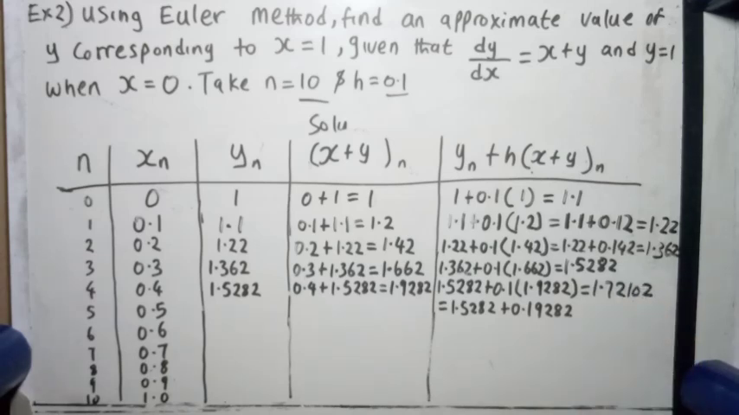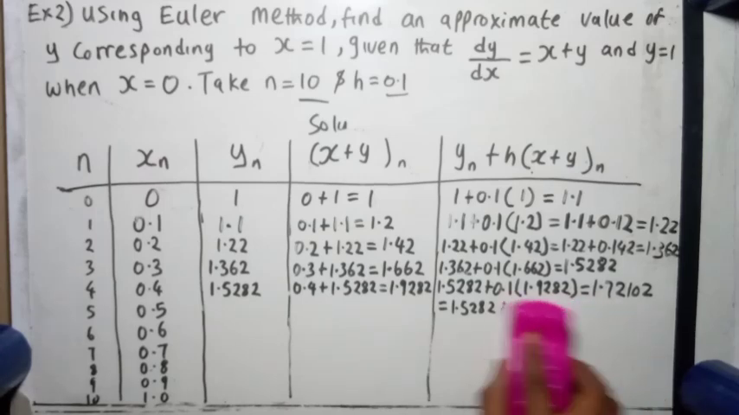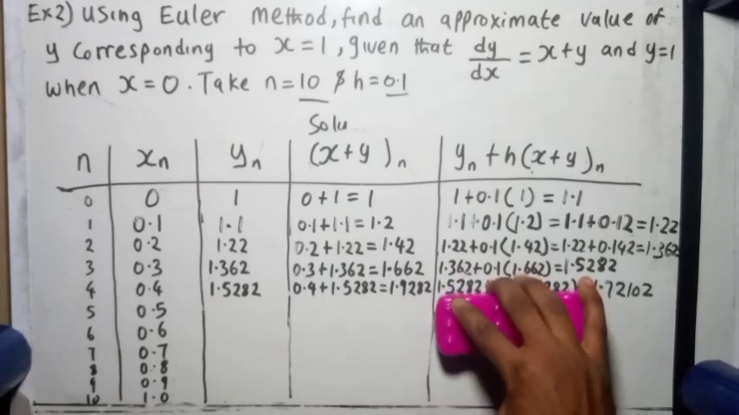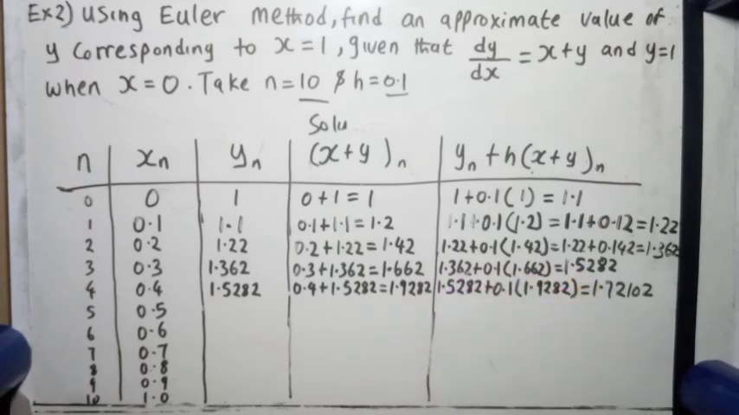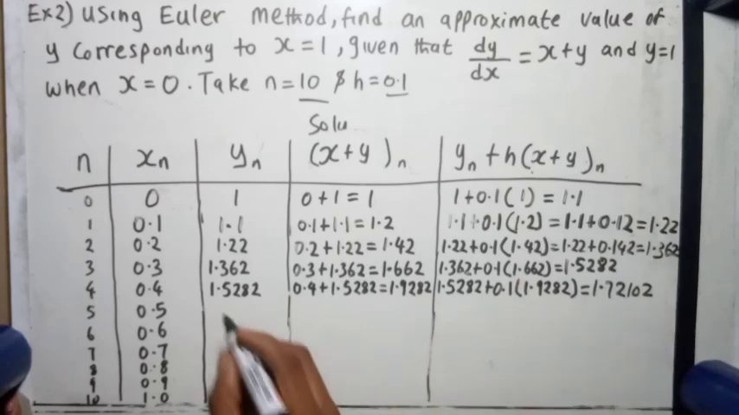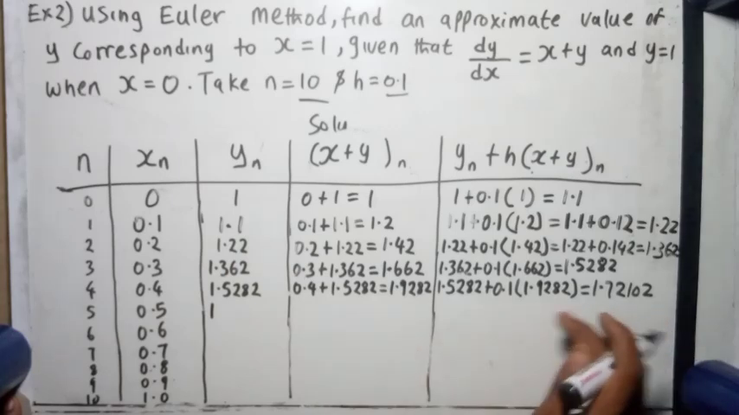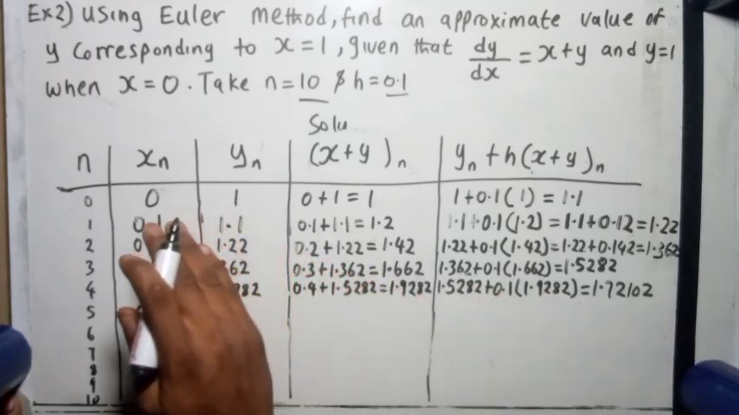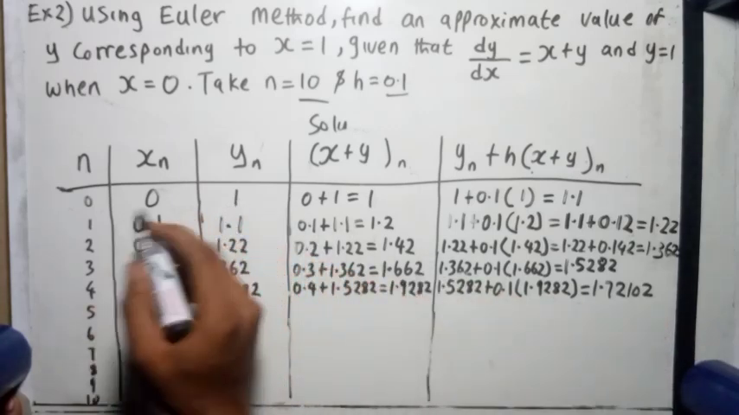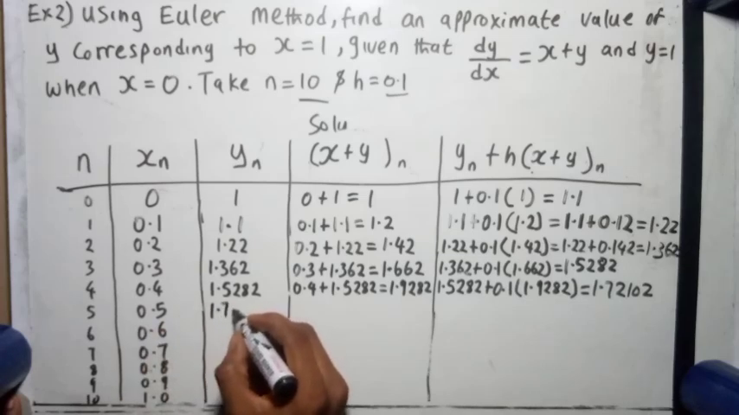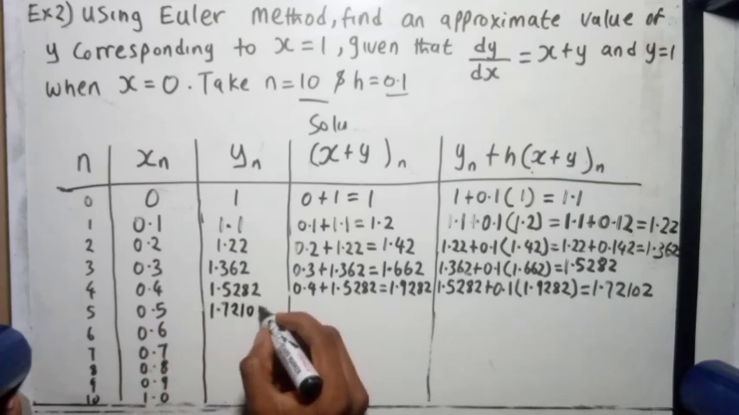At this point, we'll try to limit our work to 5 decimal places. If not, before we get to 10, the whole board will be full. So transferring this over to the next line, we have gotten the value of y when x is 0.5. So we have 1.7210.